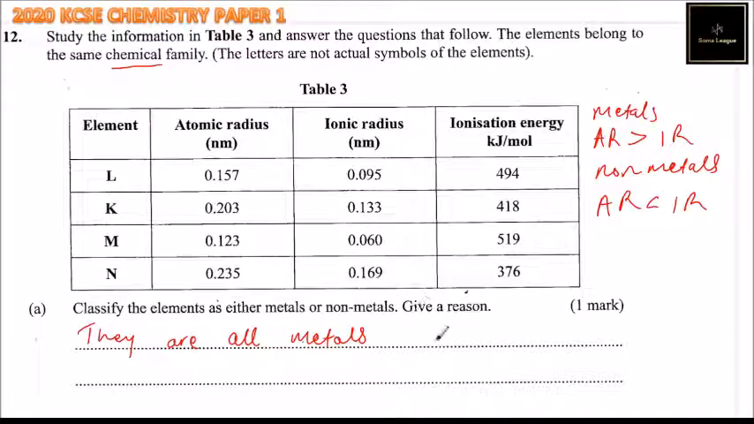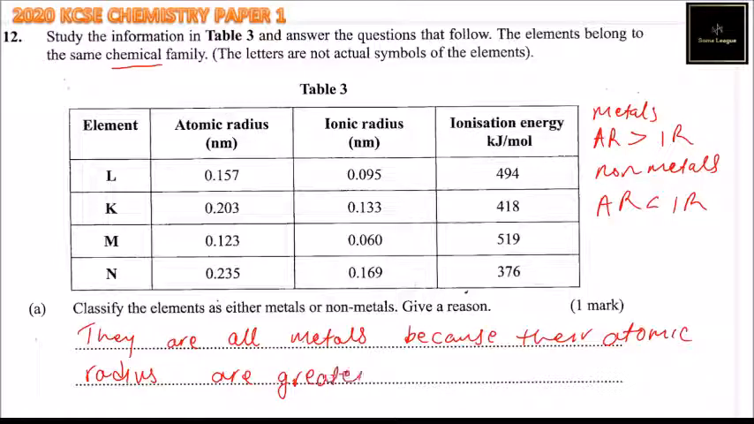They are all metals because their atomic radii are greater than their ionic radii. So that is why we say that they are all metals.